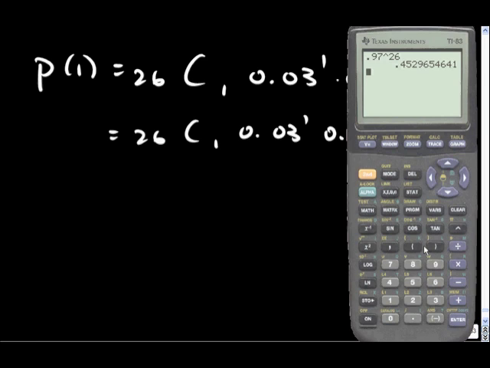Let's see what we get. 26C1 times 0.03 raised to the first power times 0.97 raised to the 25th power. So the 2 is in the 10 thousandths position, and the digit to the right is a 4. So the answer is approximately 0.3642.